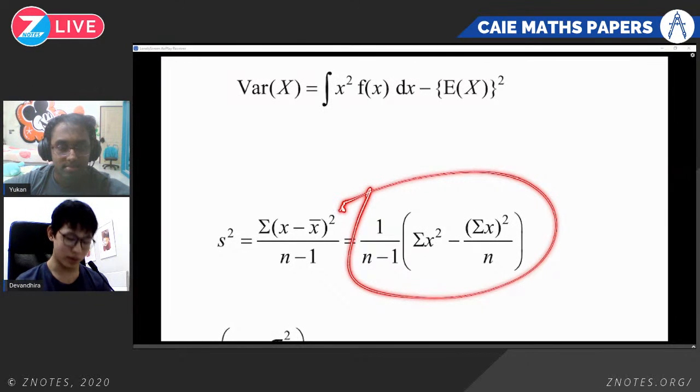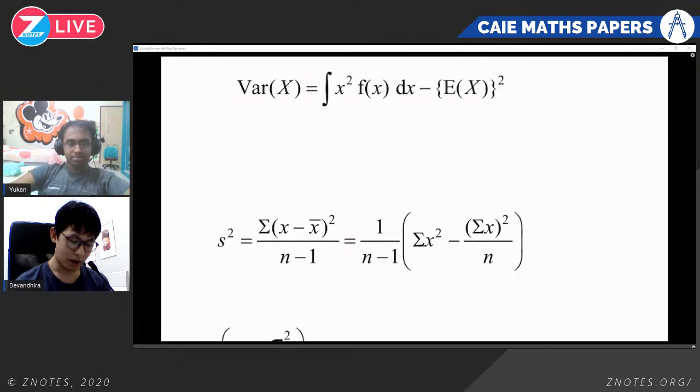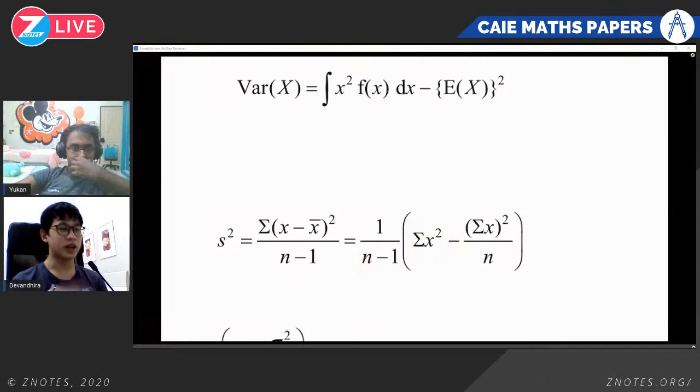Yeah, basically I can see our sample minus one, times the sum of each data squared, each sample squared, minus the sum of our x values squared over n.